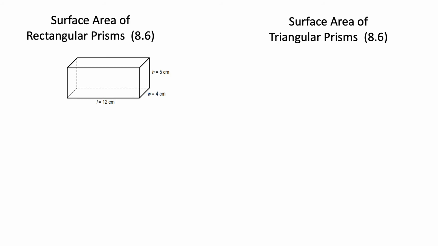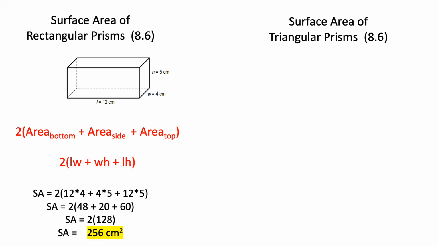So here's a rectangular prism. If you notice, the bottom and top have the same area. The left and right sides have the same area, and the front and back have the same area. So to calculate the surface area, we can do 2 times the bottom, which is length times width, plus 2 times the side, which is width times height, plus 2 times the front, which is length times height.